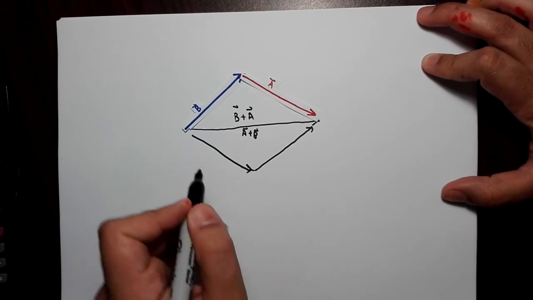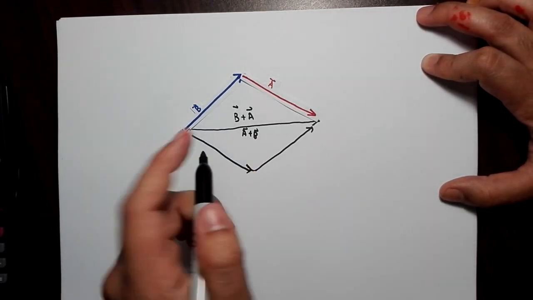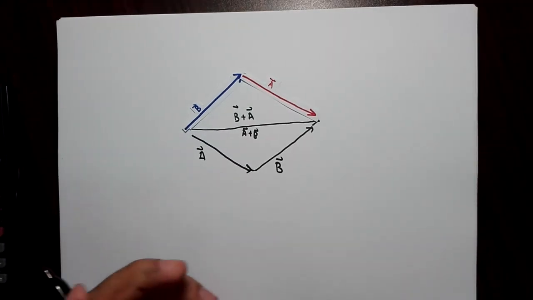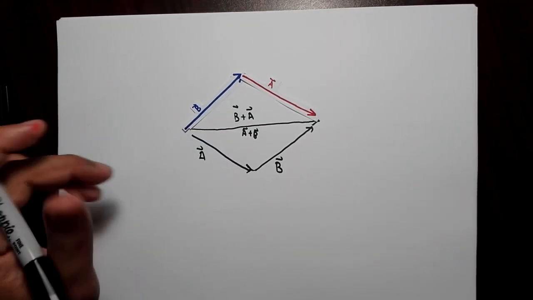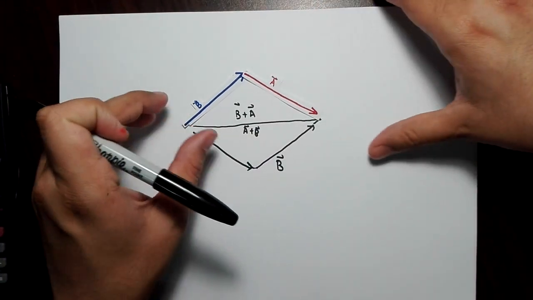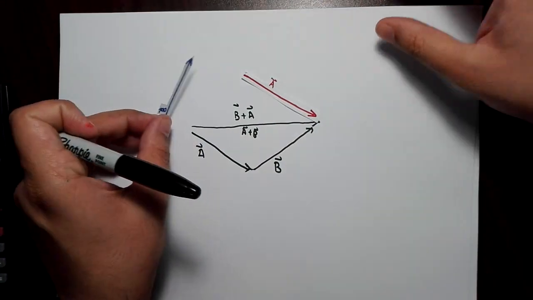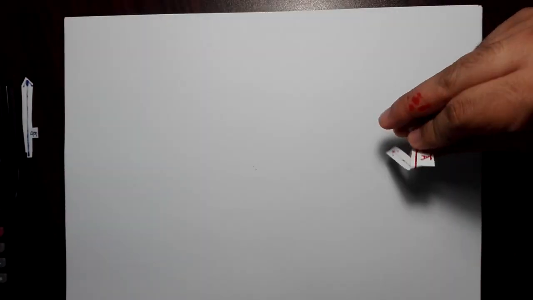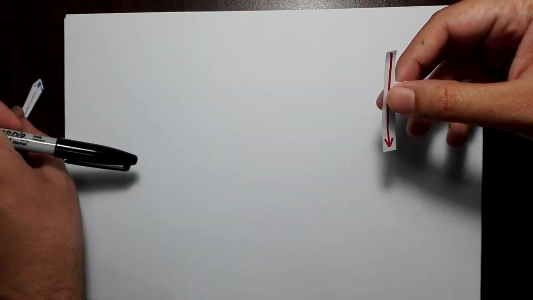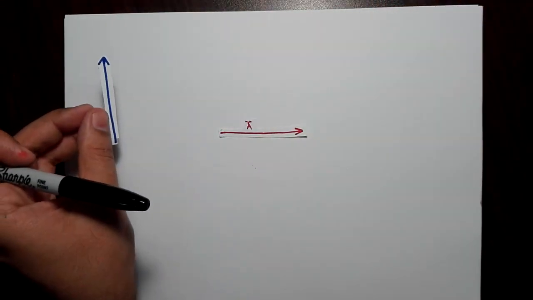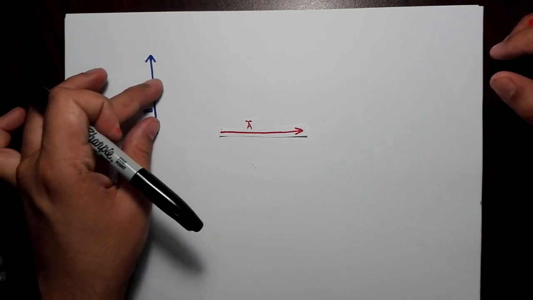Okay, this is where we showed them before. So this was your A, this was your B. So that's the head to tail rule. You can add any number of vectors. So let's change the vectors and take another example. Now A and B point in this direction.